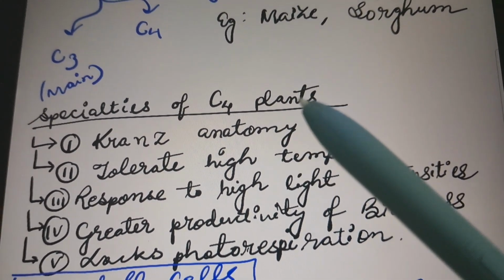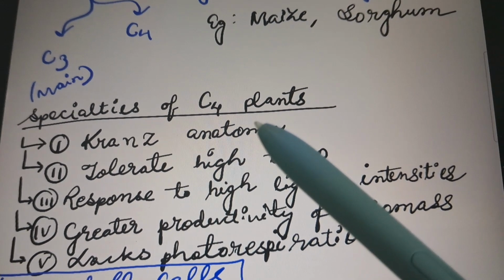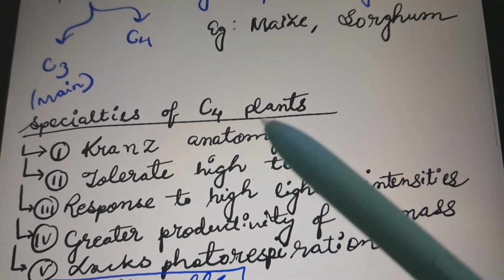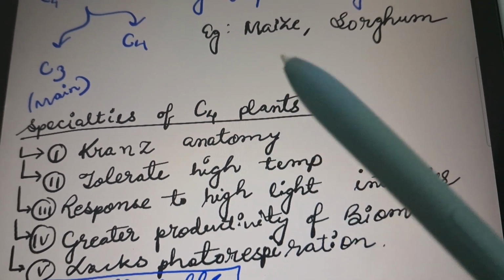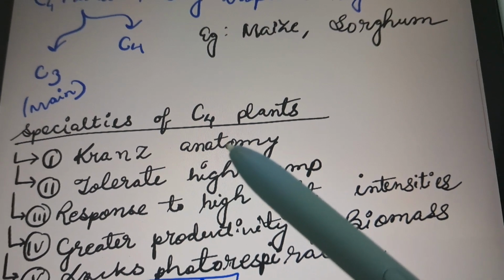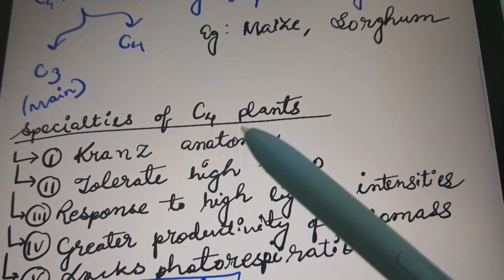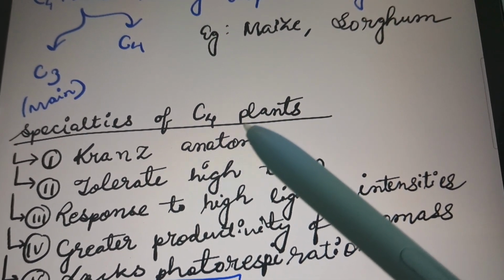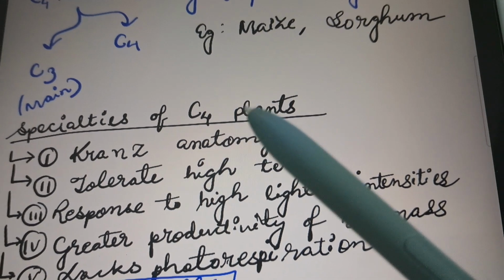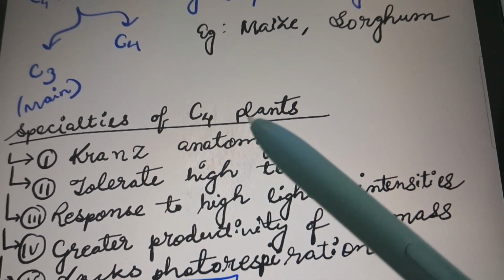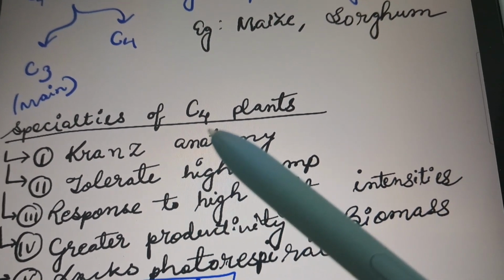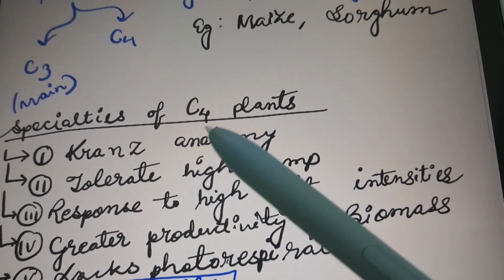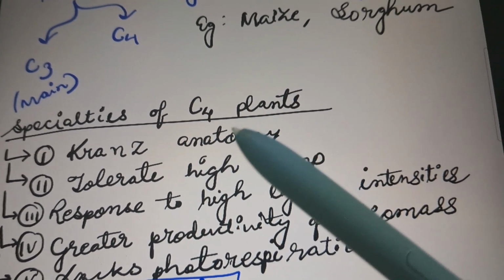In the C3 plants, we were not introduced to bundle sheath cells. In the C3 cycle, we were introduced to the mesophyll cells. But C4 plants possess bundle sheath cells in addition to mesophyll cells. And why there is a requirement of bundle sheath cells, we will come to know in the later part of this video.